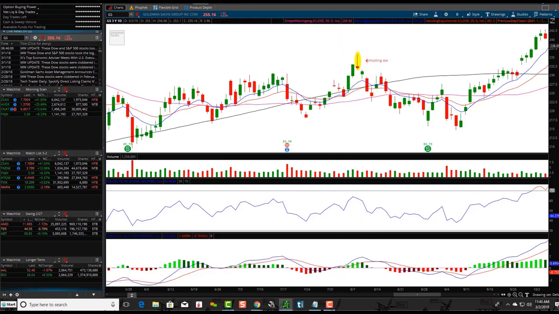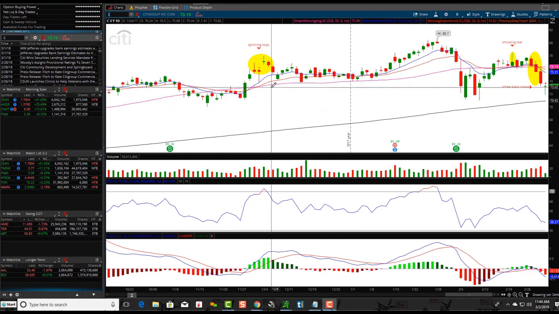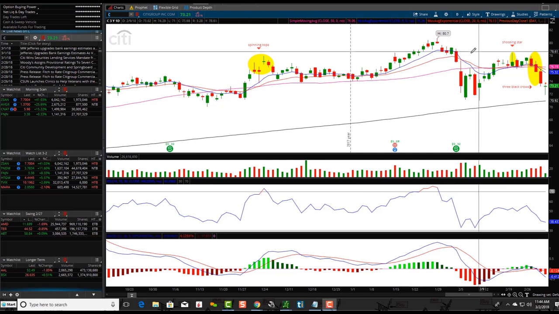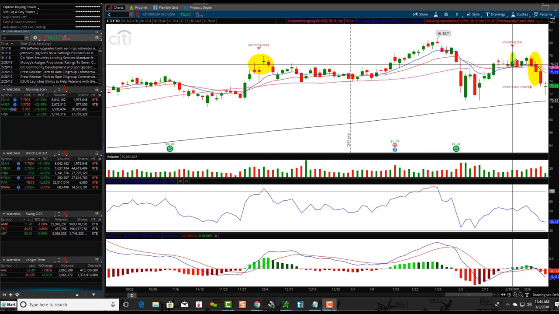Here's another one with Citigroup here, where it's a little bit different, right? So price is not overextended.